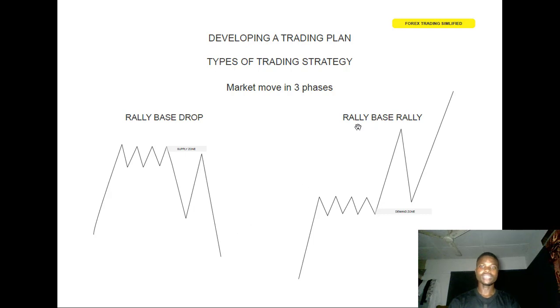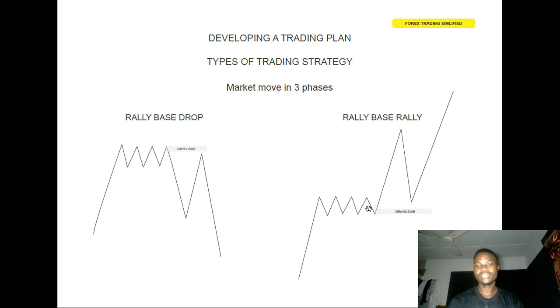Now let us say rally base rally. It is the opposite of rally base drop. We can see that the buyers are in the market, they were buying, and at some point they were unable to continue this movement. So what they are trying to do is seek more liquidity in the market before they continue the upward movement.